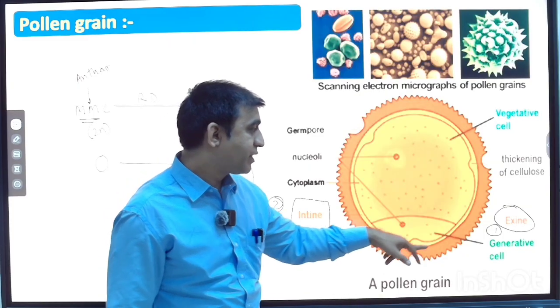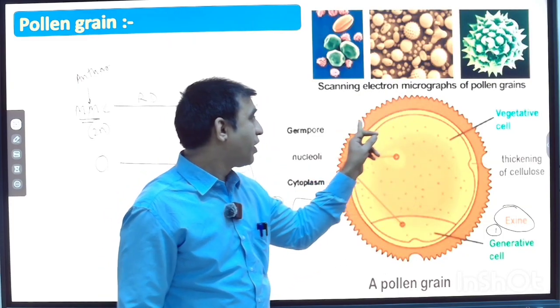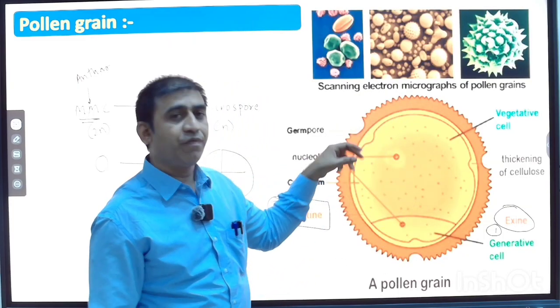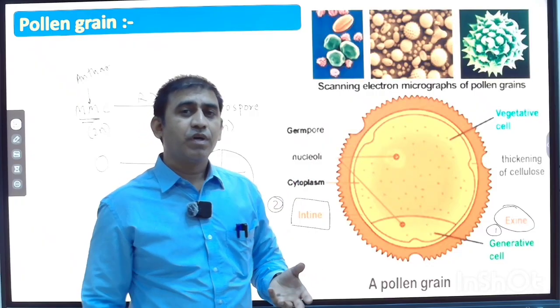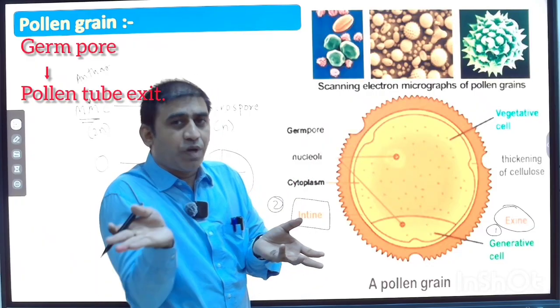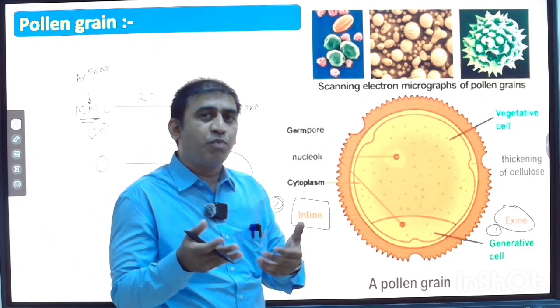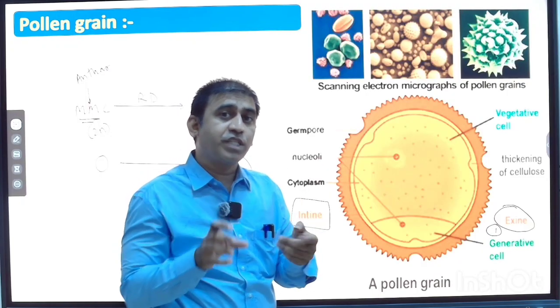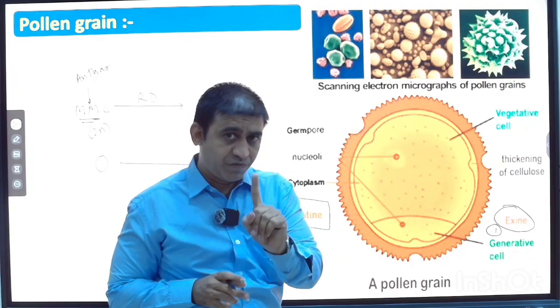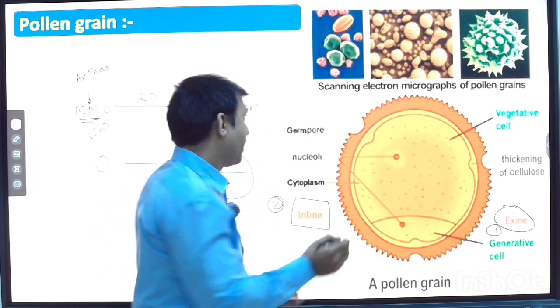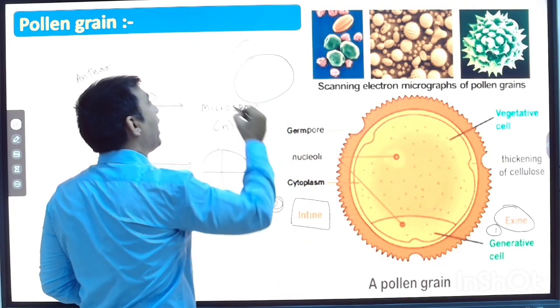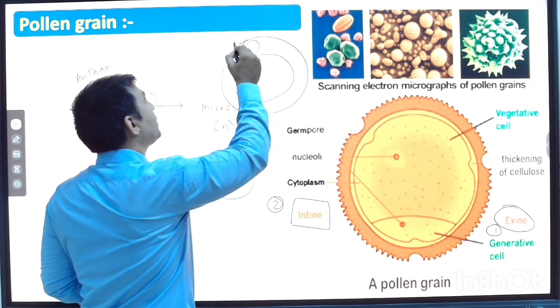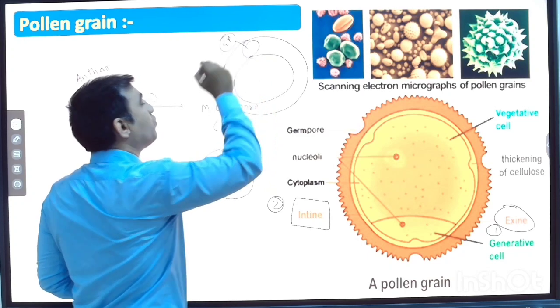See, exine is the outer layer and not continuous. It will be showing a germ pore in between here. Germ pores are where the pollen tube is going to come out. Generally, if only one germ pore is present in one pollen grain, that is called monocolpate.